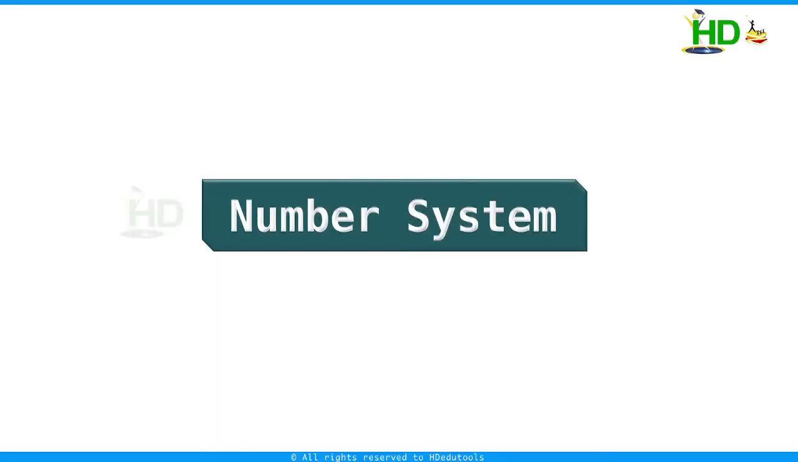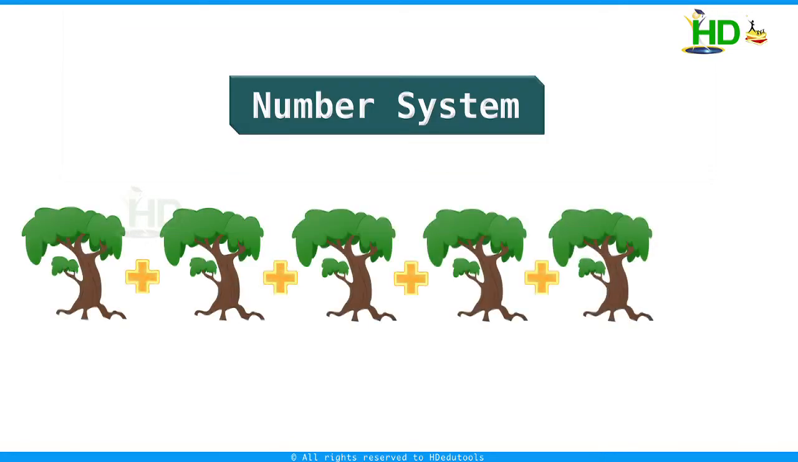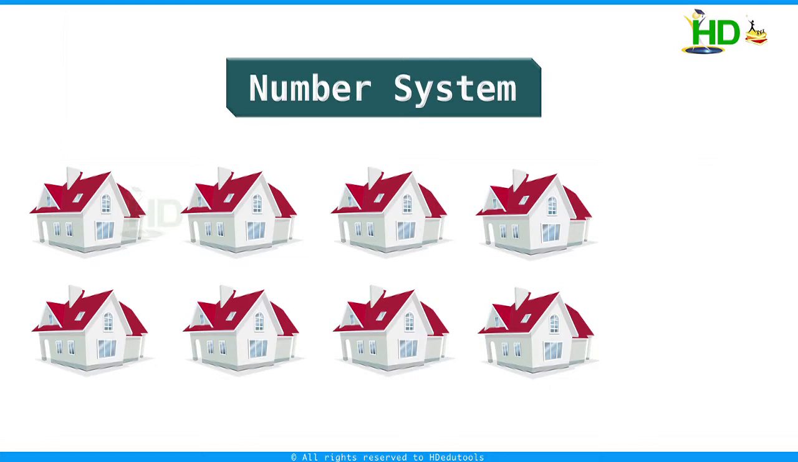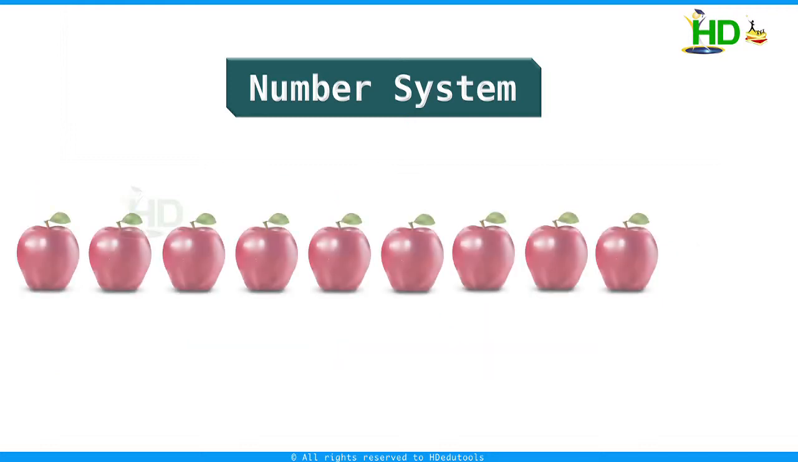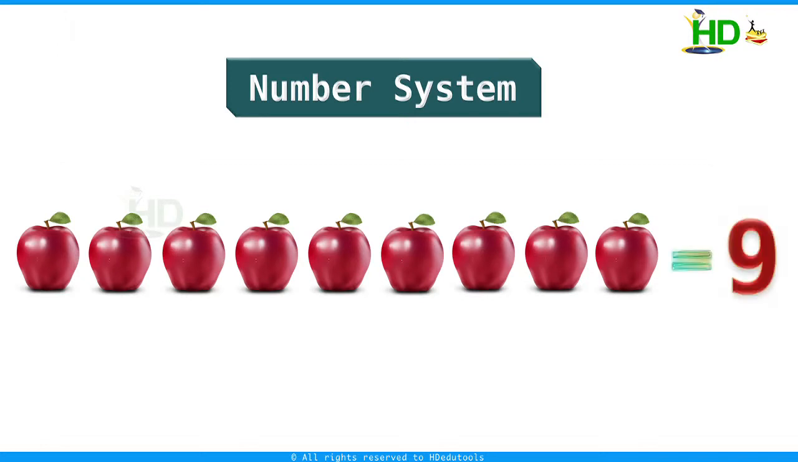Number system. Look at these objects. How many trees are there? Yes, there are 5 trees. Look at these objects. How many houses are there? Yes, there are 8 houses. Look at these objects. How many apples are there? Yes, there are 9 apples.